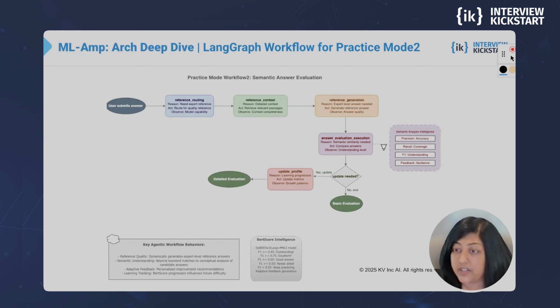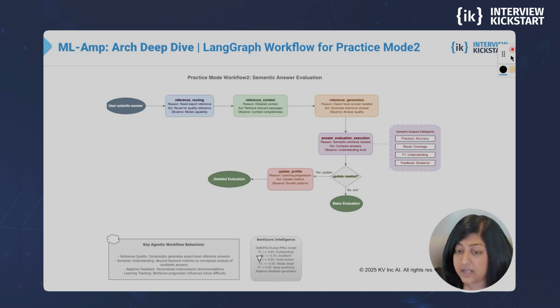Now, in the case of semantic analysis, F1 is a metric that I'm using to gauge the user's understanding with the response that they have input for a given question in the practice session. Okay, and I use BERT score. That's my evaluation metric with F1, recall, and precision all incorporated. This is the BERT score intelligence, and it shows how the F1 is being evaluated.